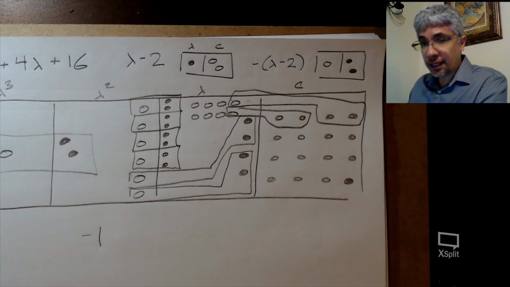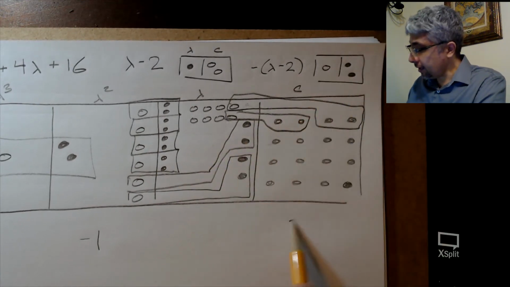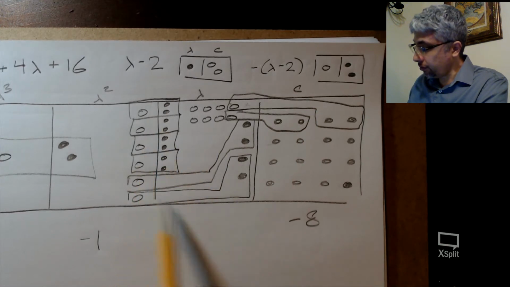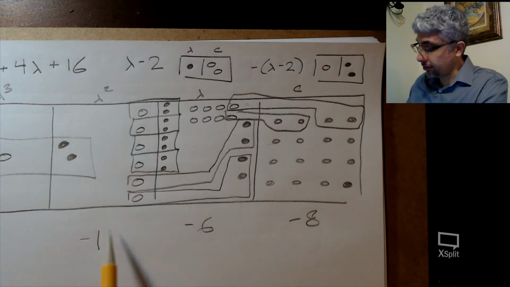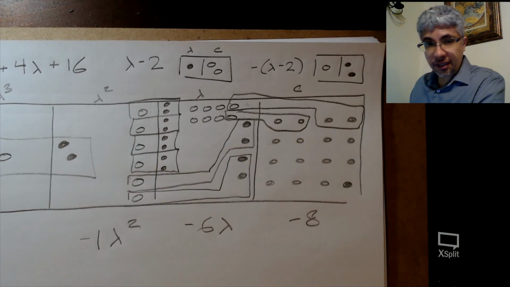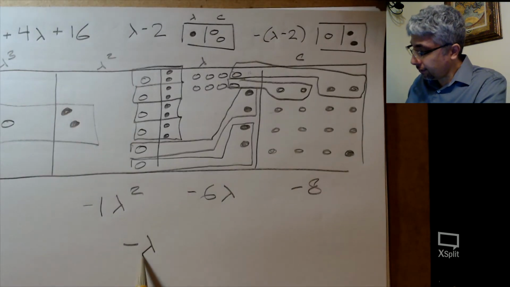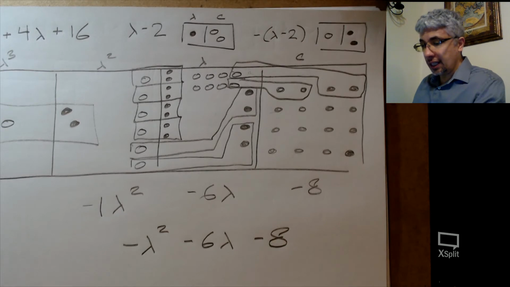Okay, how many do I have? Well, I have 8, and they're all this variety, so that's going to be negative. And here I have 1, 2, 3, 6. Okay. And of course, this was for the lambda squareds, this was for the lambdas, and this was just a constant. And what do I have? I have minus lambda squared minus 6 lambda minus 8.